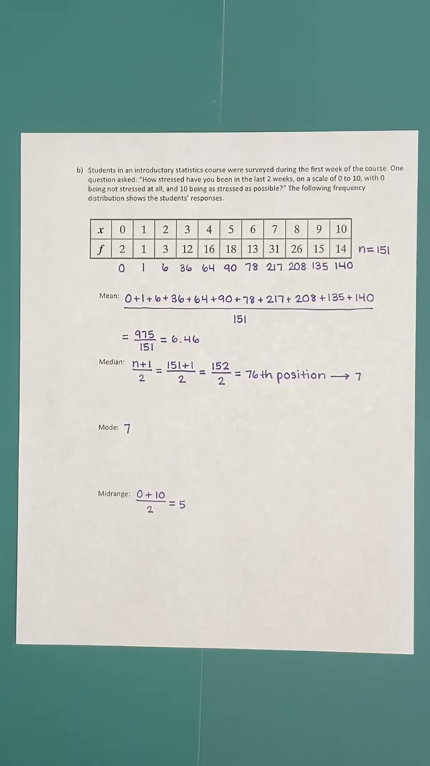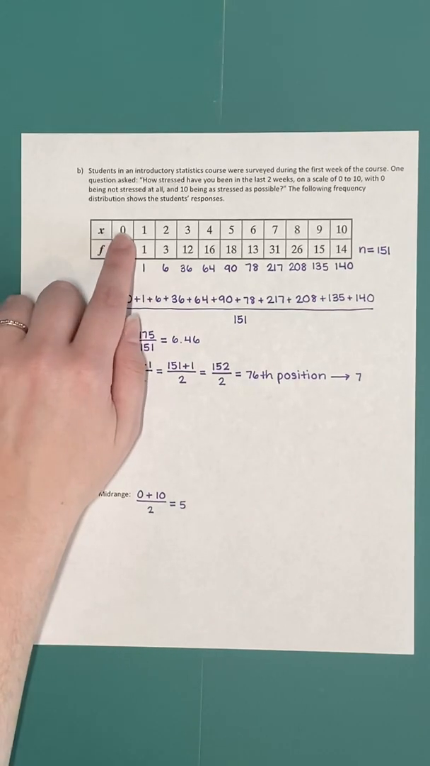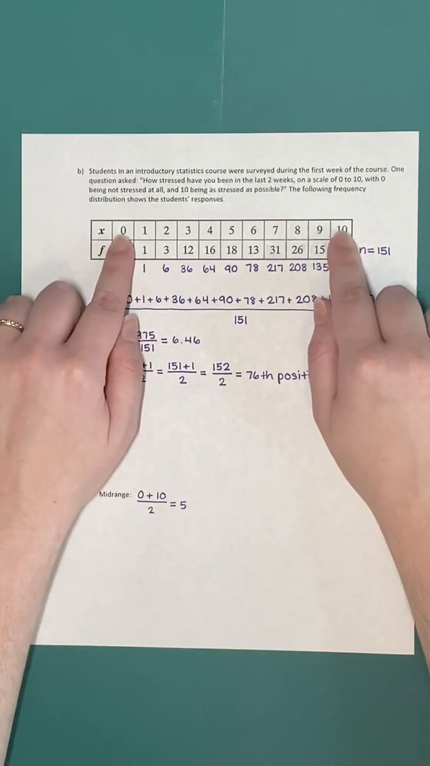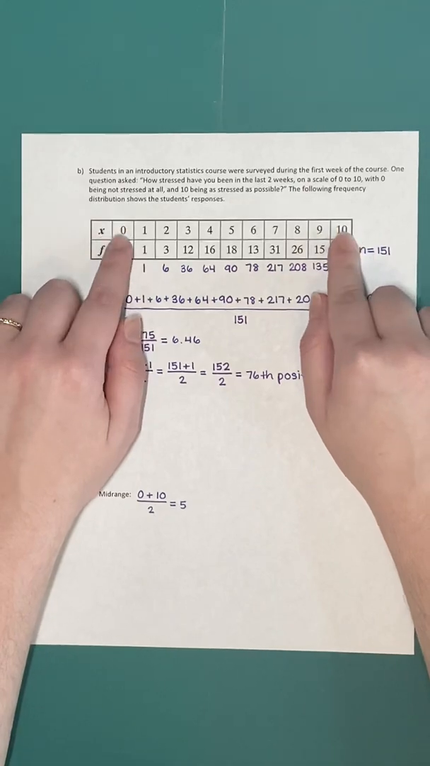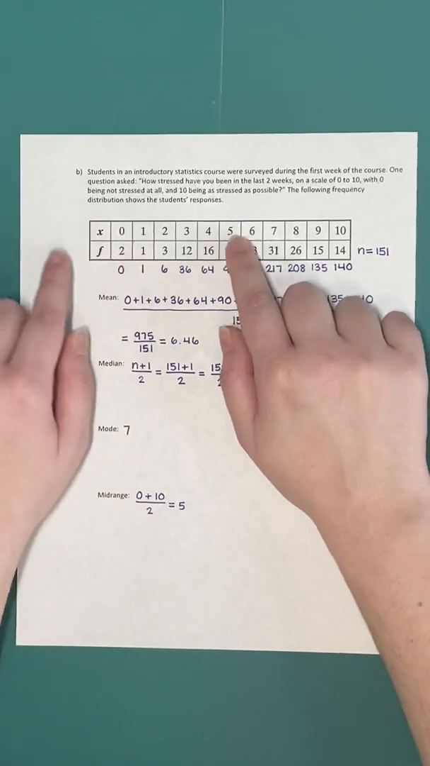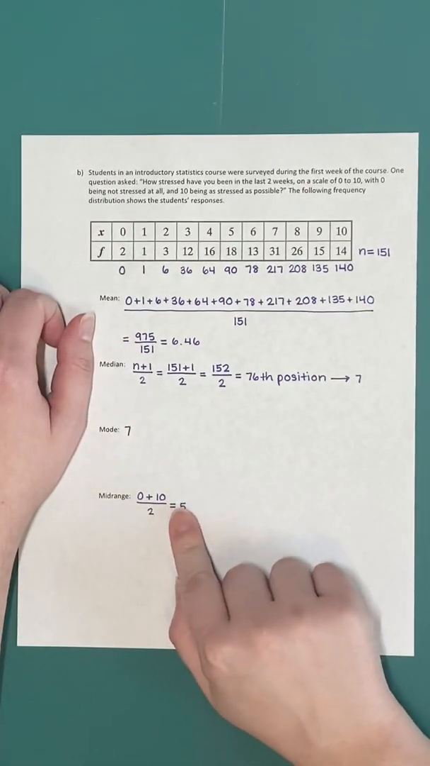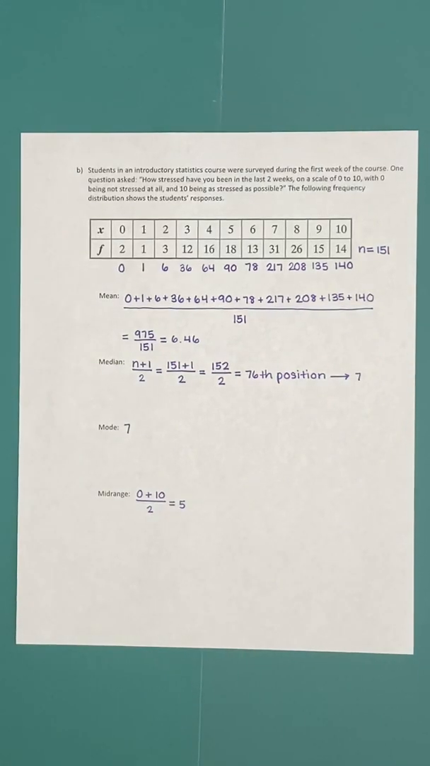And then our mid-range, our halfway point, you may not even have to do this algebraically. Your lowest number is 0, your highest number is 10. Well, what's halfway between 0 and 10? In this case, it's going to be 5. So 5 is going to be our mid-range.